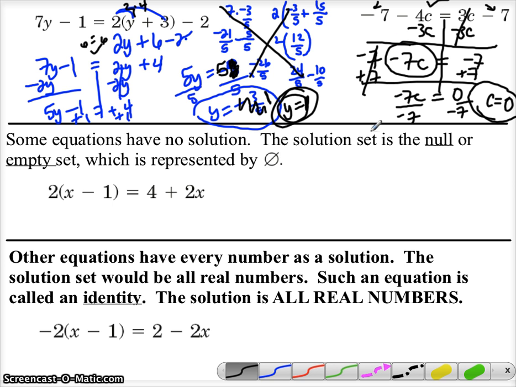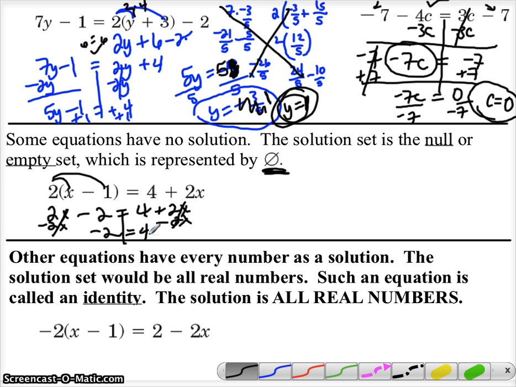Now, some equations have no solution. When they have no solution, the solution set is the null or empty set, which is represented here. Okay, so when you distribute, when we go to solve this, you have 2x minus 2 equals 4 plus 2x. When we get our variables to one side, we minus that 2x. Well, 2x minus 2x is 0. I get negative 2 equals 4.